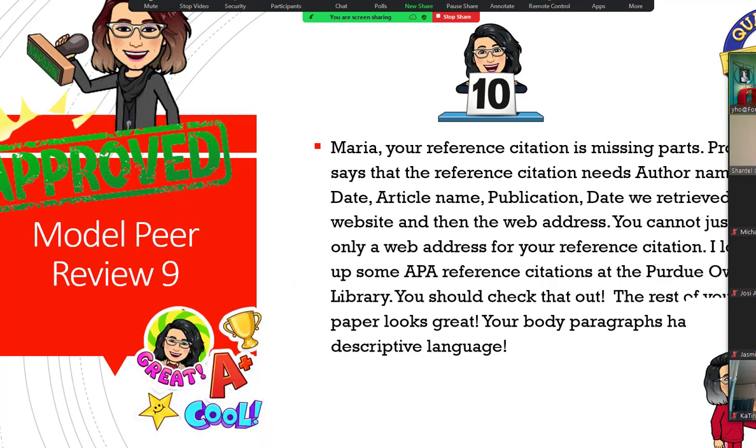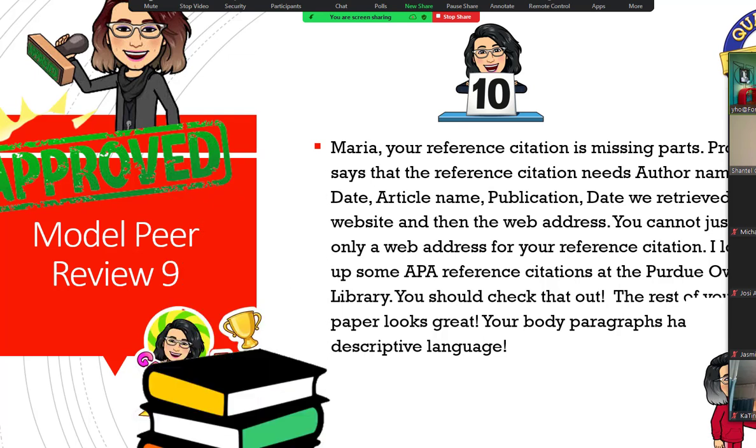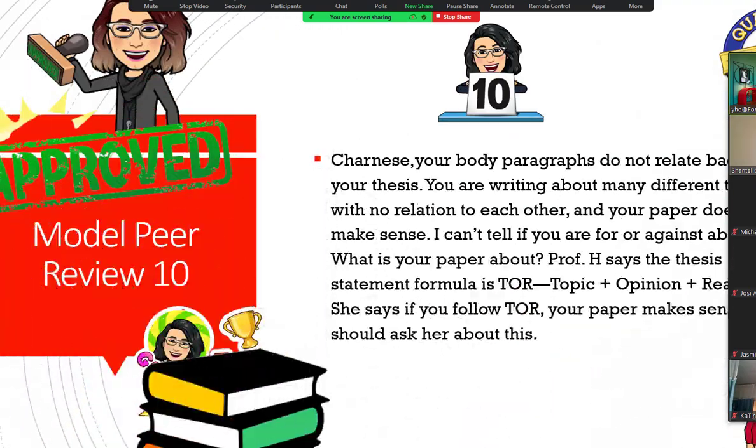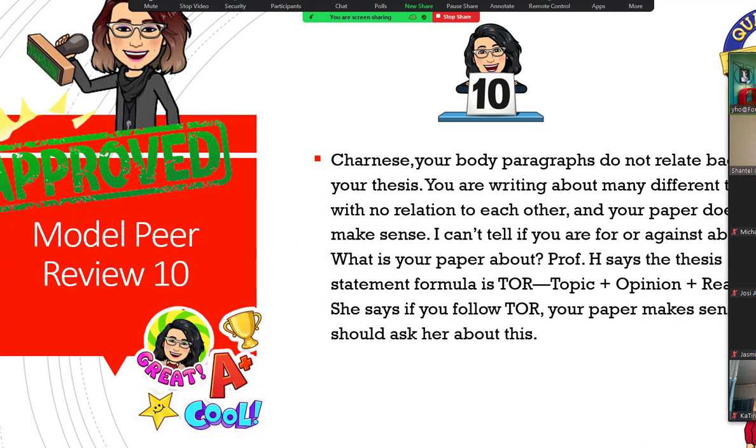I really love your APA. Oh, and you can find some APA reference citations at the Purdue OWL Library. You should check that out. The rest of your paper looks great. Your body paragraphs have great descriptive language.